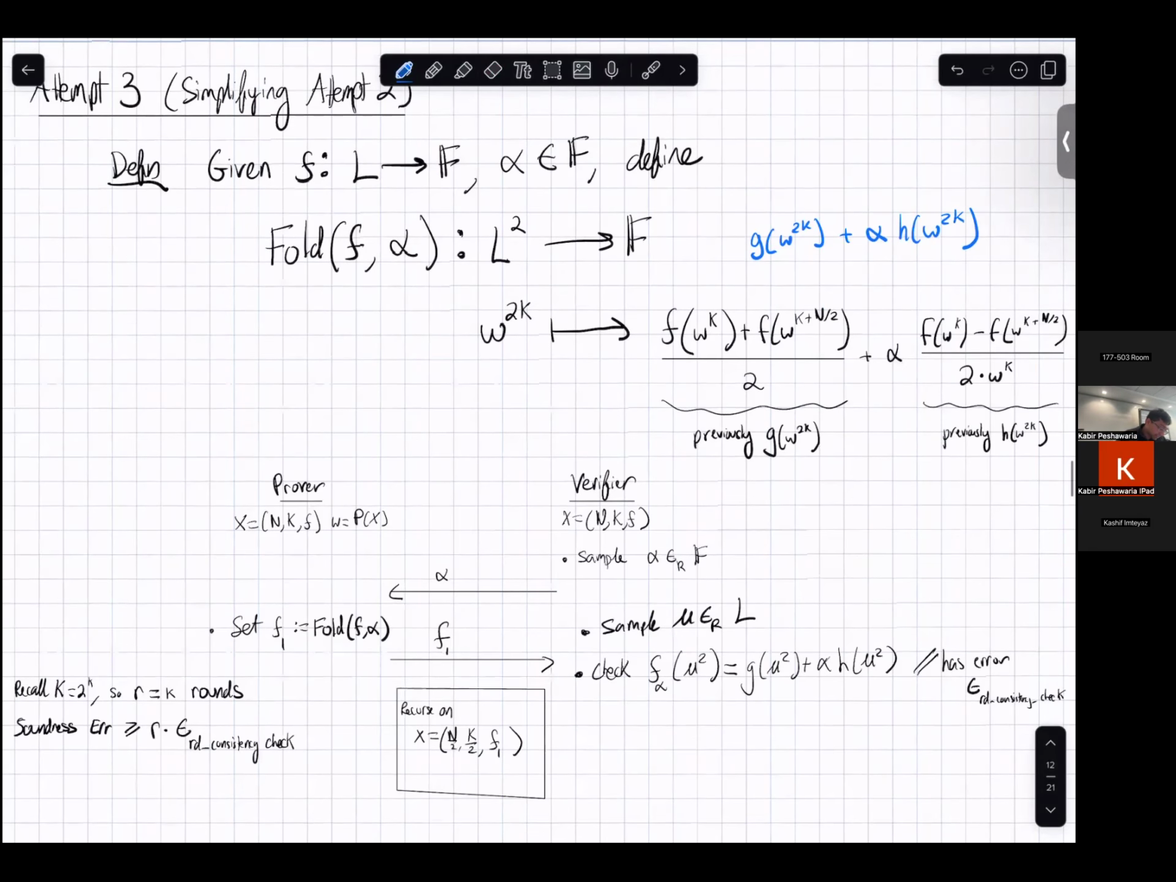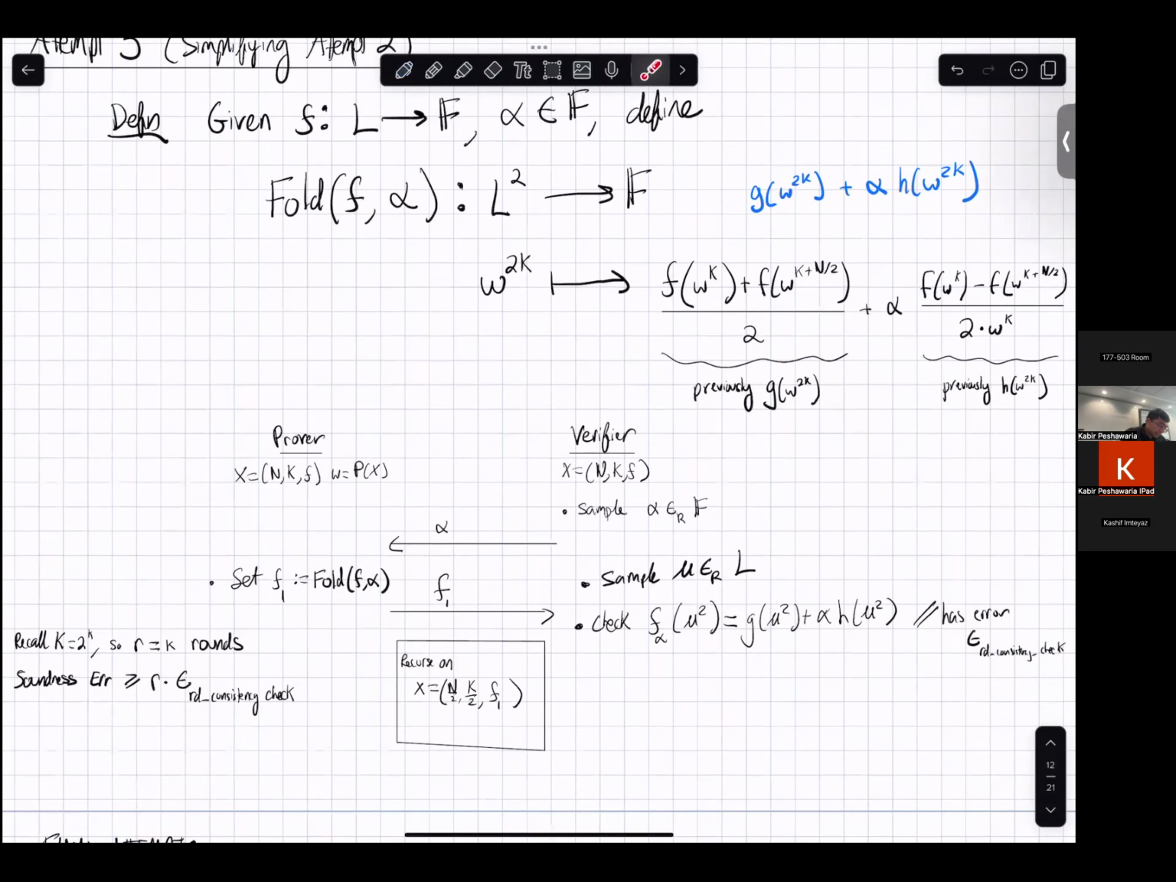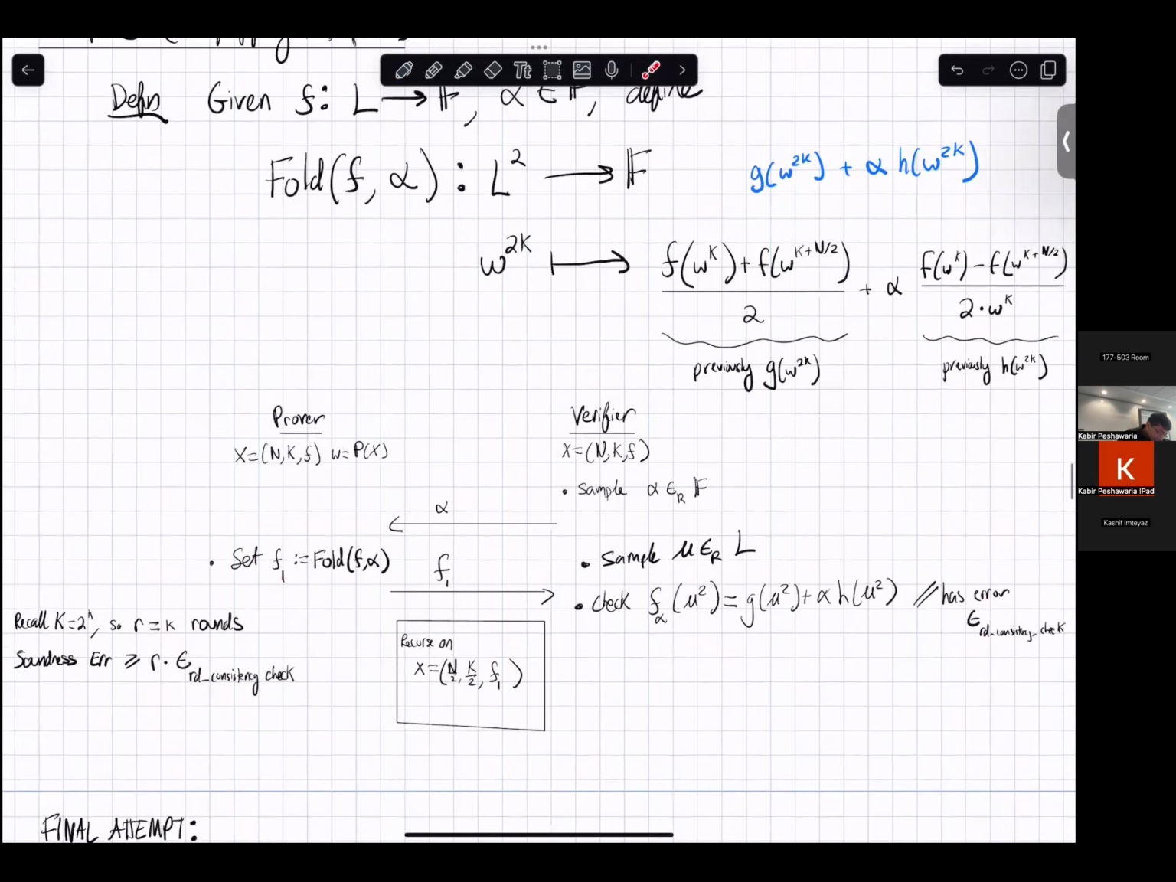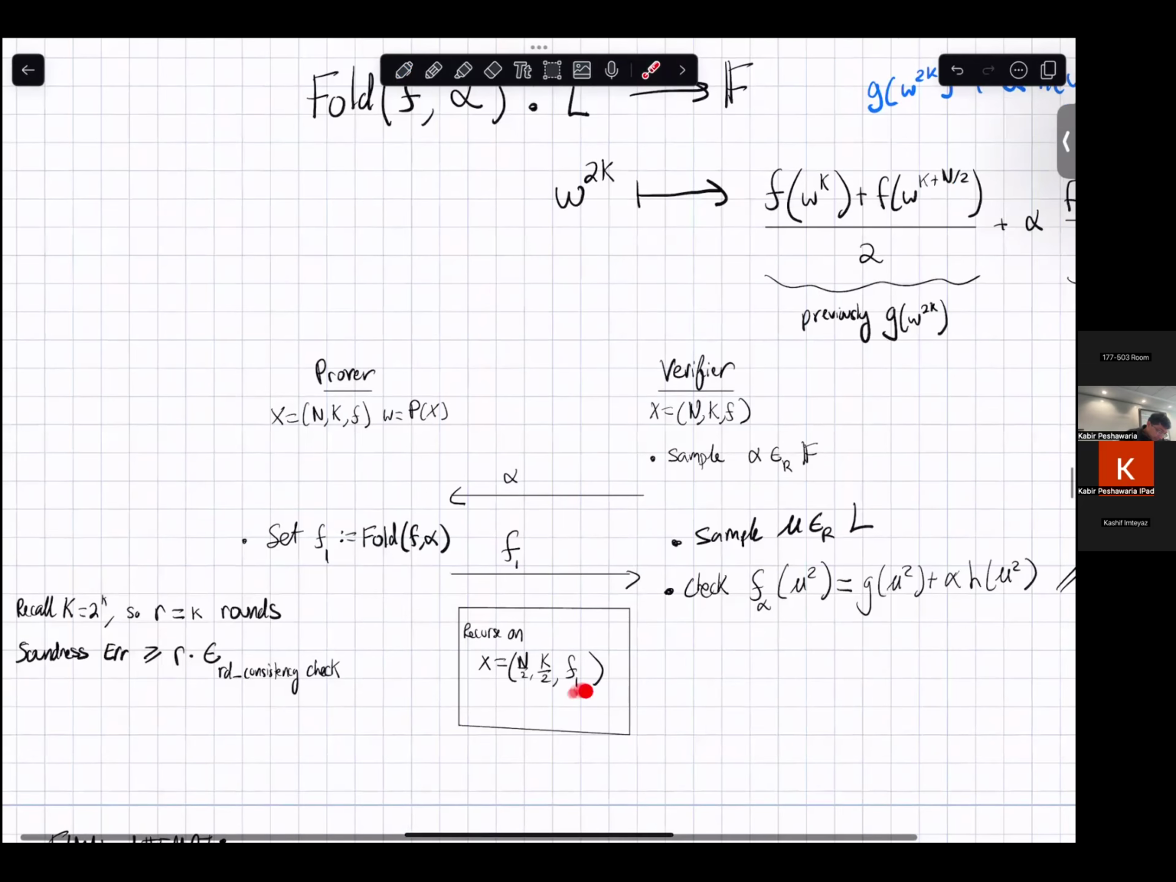Okay, so we end up basically inlining this and doing it all in one shot, never actually sending G and H. And this is what the new protocol looks like. And we recurse on this new subproblem. F1 is now our subproblem.